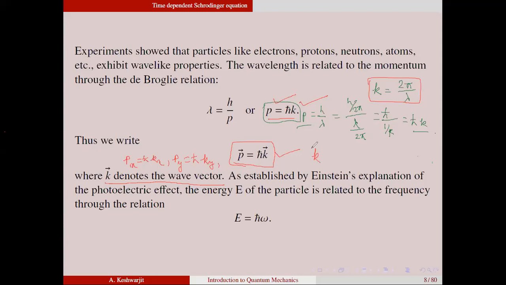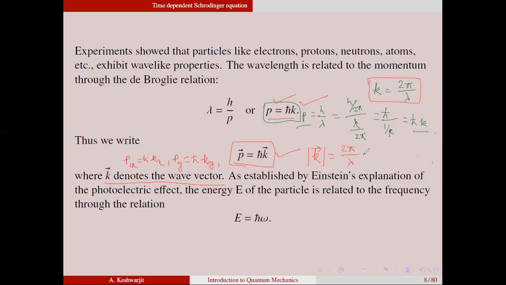In three dimensions, k vector equal to twice pi by lambda. See, the left hand side is a vector, the right hand side is a scalar. So we need to do something with it. What should we do? The left hand side should be a scalar. It should be the modulus of k vector.